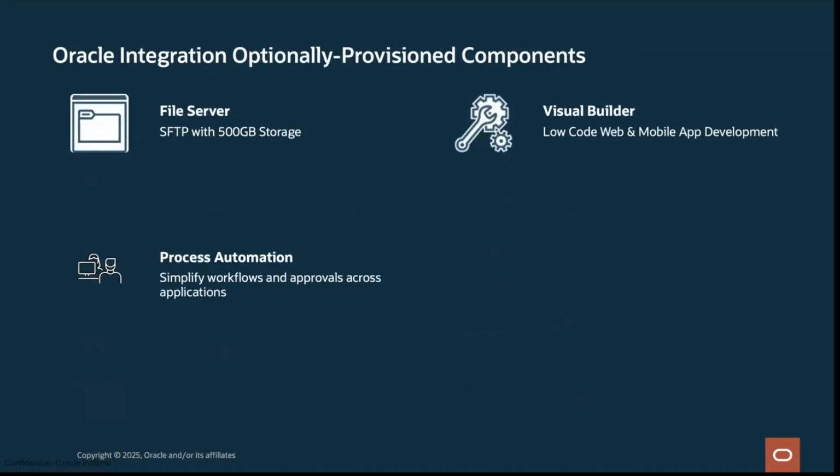You also have some optionally provisioned components that you can choose to add. So the file server, you can have an SFTP server attached to your OIC instance. No need to create an FTP connection to connect to it. It will automatically know how to connect using the native actions on the palette. You can provision Visual Builder for low-code web and mobile app development. Again, that will be auto-configured to connect to integrations for you. And process automation, if you need to simplify human workflows and approvals across multiple applications, that's a great tool to use there.